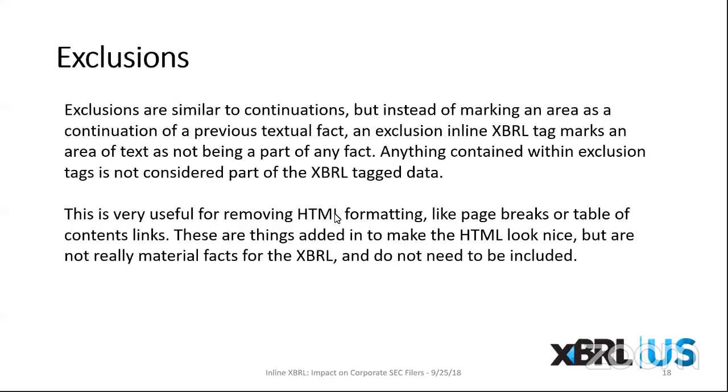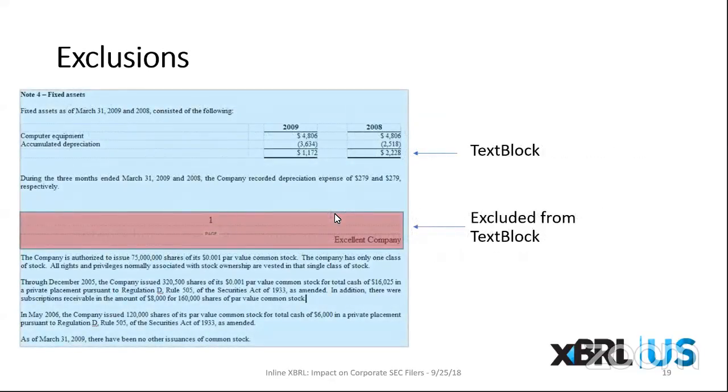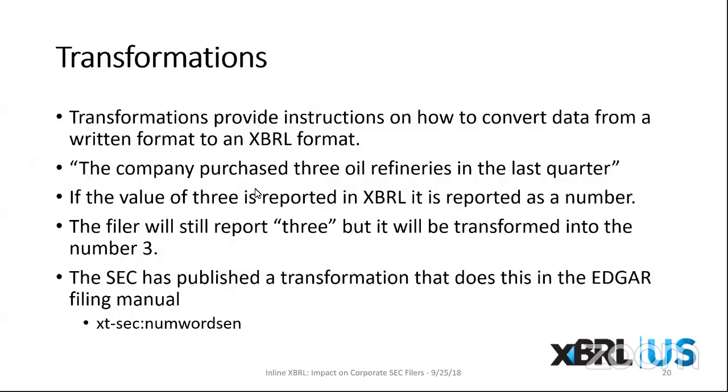If we go on to the next slide, there's a short example of that. You can see we have our Note 4 text block, and the red area there is just an exclusion from that text block, which is not actually included. If you were to view this in the Inline XBRL viewer, it would look as though it's one tag, but when you look at it in the traditional view, you would only see the Note 4 without the excluded area. So continuations and exclusions are just useful for stitching together blocks of text.